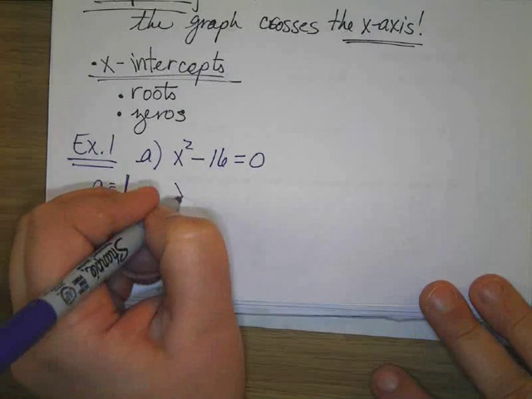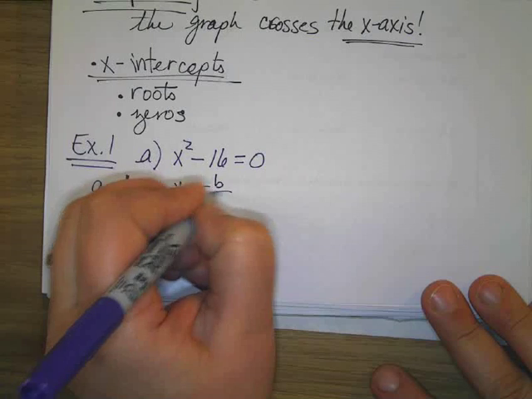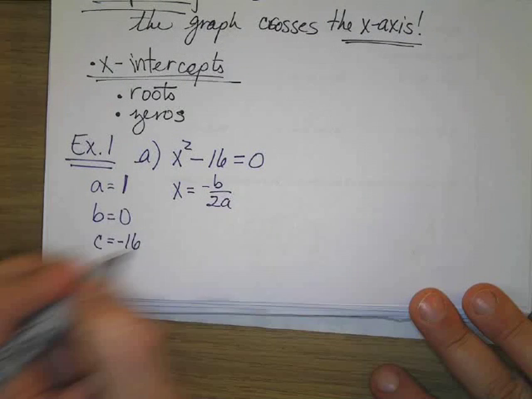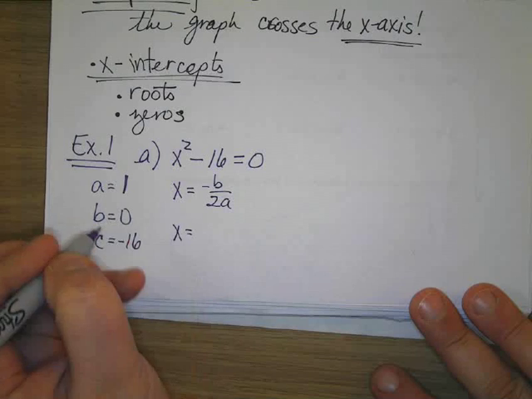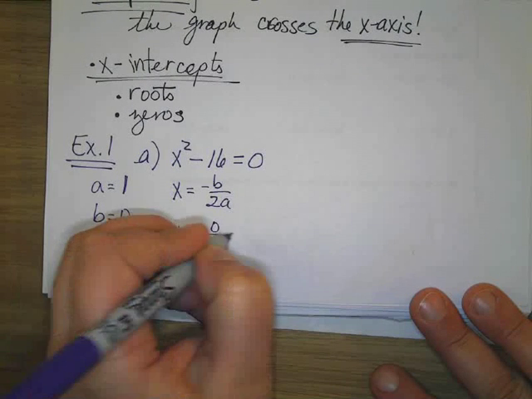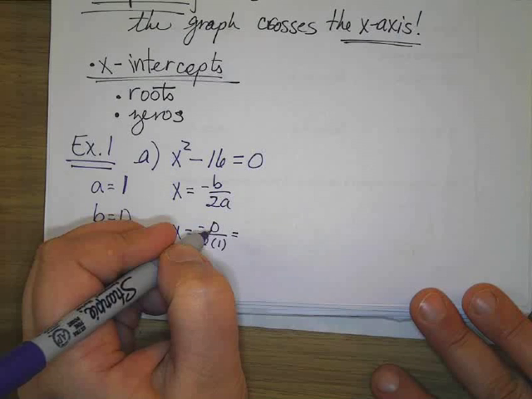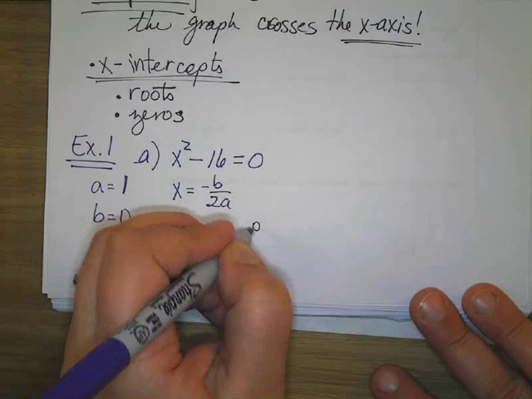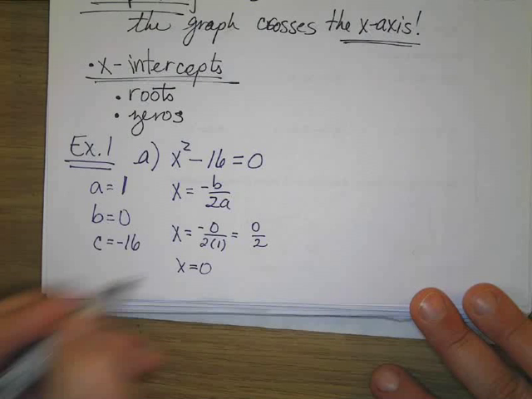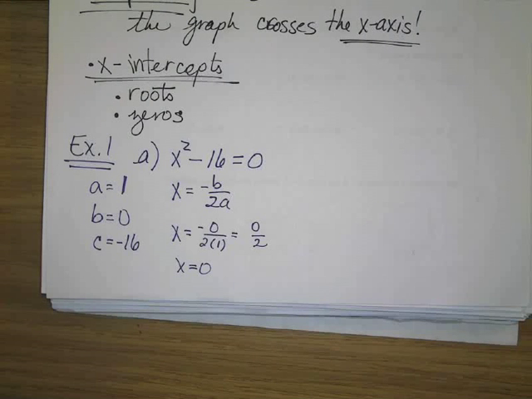So the second thing we're going to do is the negative B over 2A. So x equals negative B over 2 times 1. Negative 0 is 0. What's 0 over 2? 0. We have 0 of 2 pieces. So our x part is 0.